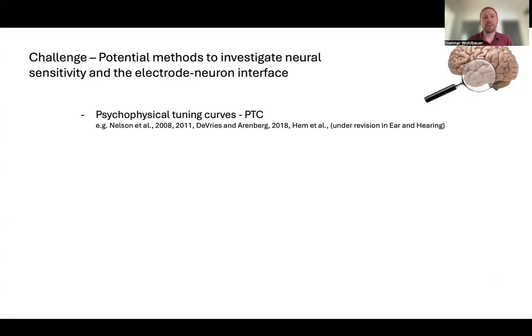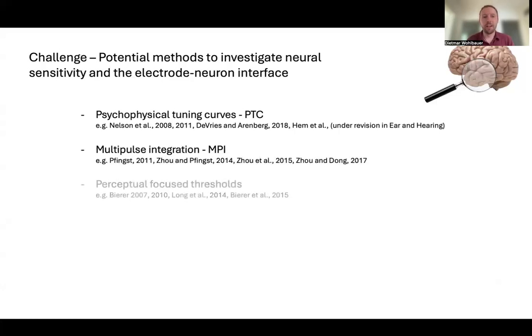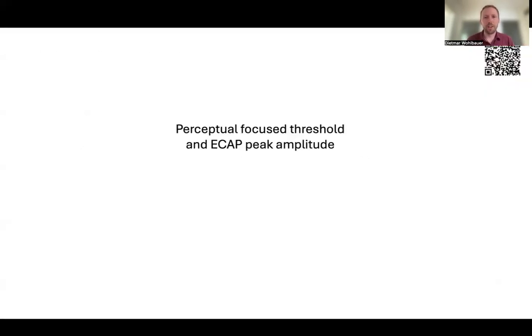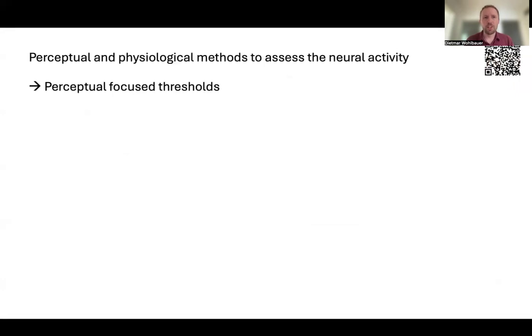Certain measures have been claimed to be sensitive to the neural activity, for example, psychophysical tuning curves or the multi-pulse integration in the temporal domain. But I will talk about perceptual focus thresholds and the ECAP, the electrically evoked compound action potential, and specifically the amplitude we can extract from these measures. So when we combine those measures, we can possibly explain a little bit better or more effectively how regions react to electric stimulation. What is the perceptual focus threshold?